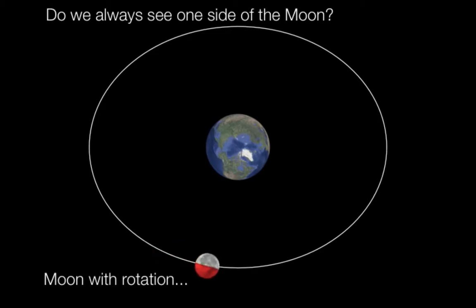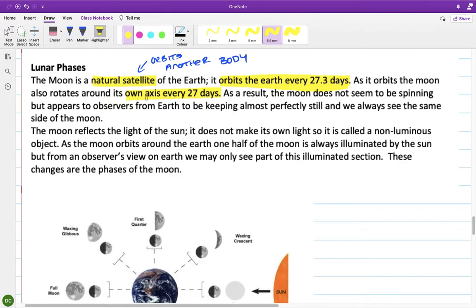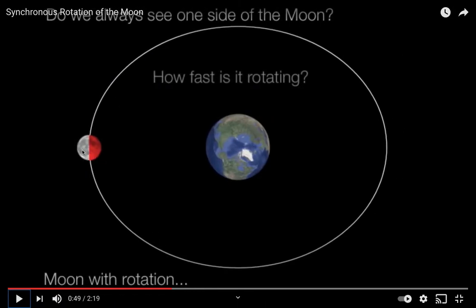1, 2, 3, 4, 5, 6, 7, 8. Right, so that was almost 9 rotations of the moon as it went around. But is that what actually happens? What did we say? The moon actually only rotates once as it goes around the Earth. It just makes one rotation, whereas in that little demo, this moon made nearly 9 rotations. So that's also not right.